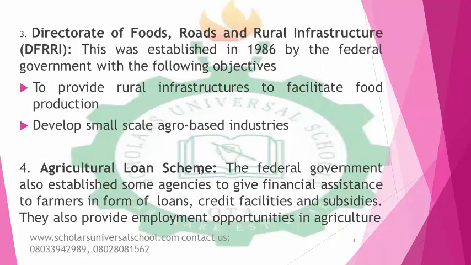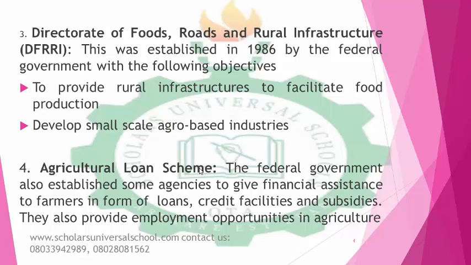Now, the third policy that was introduced by the government is the Directorate of Food, Roads and Rural Infrastructure. The government set up this agency to help to meet the needs of the farmers or to solve the problem facing the agricultural sector. This policy was also set up with the following objective. Number one, to provide rural infrastructures to facilitate food production.